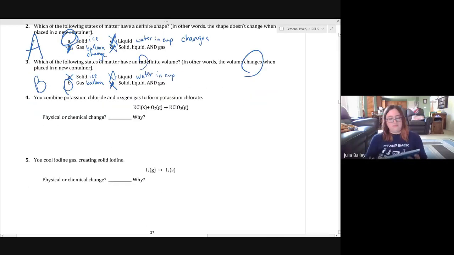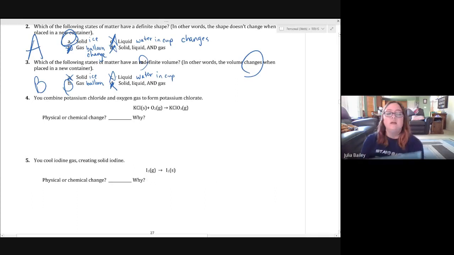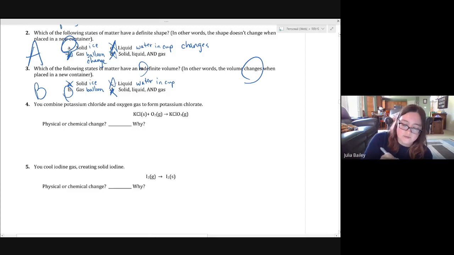Let's do these two bottom questions. You combine potassium chloride and oxygen gas to form potassium chlorate. So here's your potassium chloride and your oxygen gas. Here's potassium chlorate being formed. That word form is kind of telling you that it's a product, which means it's on the right side of the equation. And then it asks, is this a physical or chemical change?